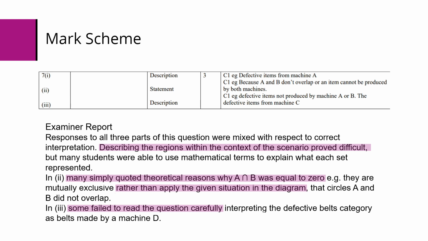Here's the mark scheme. The exam report suggested that describing the regions within the context of the scenario proved difficult. Students again just quoted theoretical reasons why A intersect B was equal to 0, using words such as mutually exclusive, rather than applying it to the situation in the diagram. Students did fail to read the question carefully for part 3.